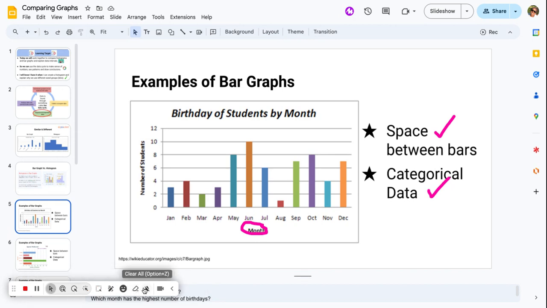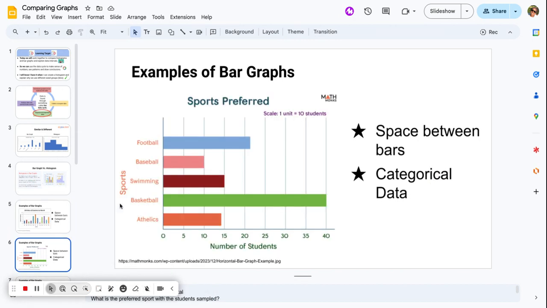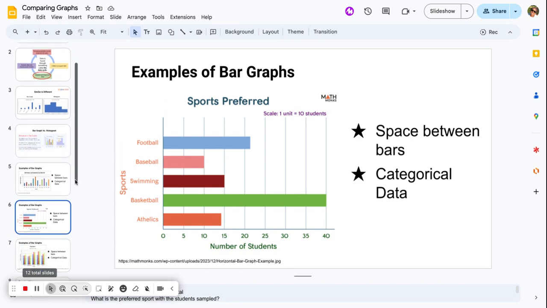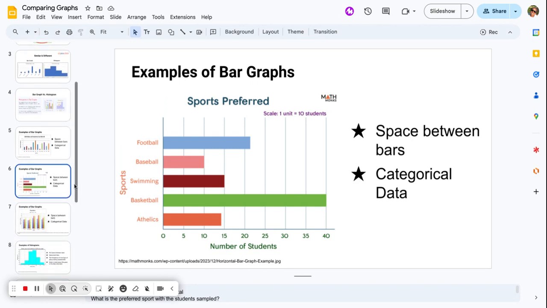Here's another bar graph that is actually turned on its side, but the meanings are still the same. There's still space between the bars, and there's categorical data. As you can see, the categorical data has to do with the sports: football, baseball, swimming, basketball, and athletics. And then, of course, you have the frequencies on the side. And this would be a good opportunity to write that down if you haven't already.